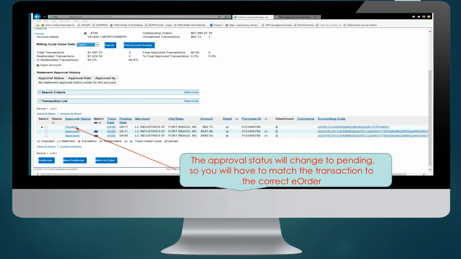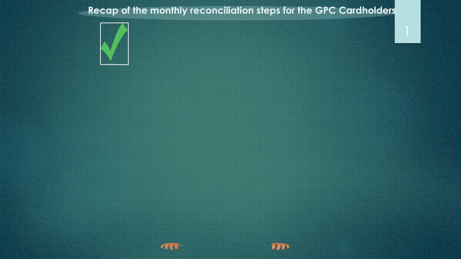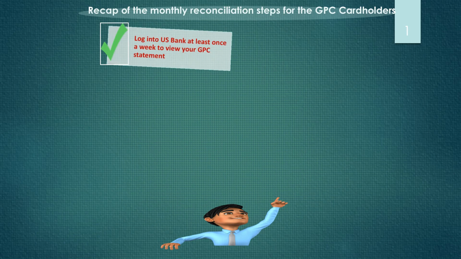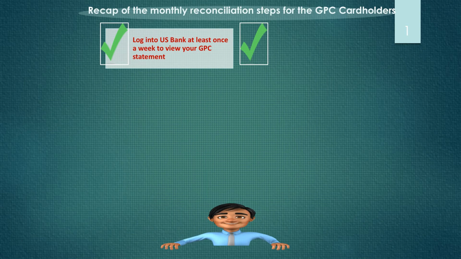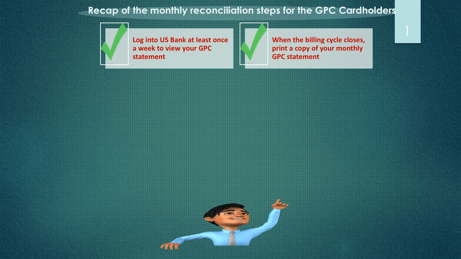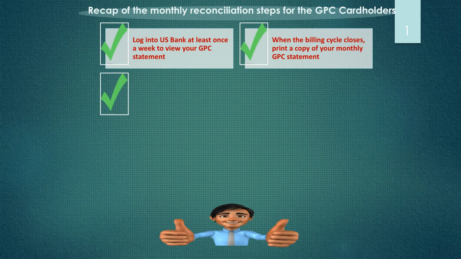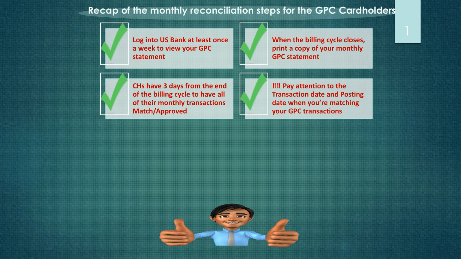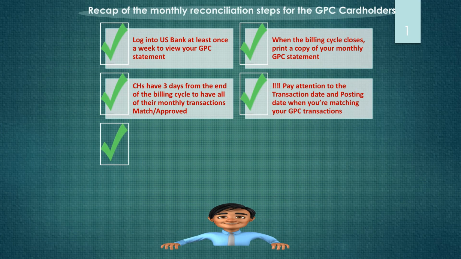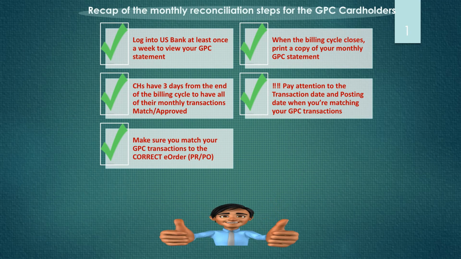Let's recap our steps with some best practices. Log into US Bank at least once a week to view your GPC statement. When the billing cycle closes, print a copy of your monthly GPC statement. Cardholders have 3 days from the end of the billing cycle to have all of their monthly transactions matched and approved. Please pay attention to the transaction date and posting date. Make sure you match your GPC transaction to the correct e-order.